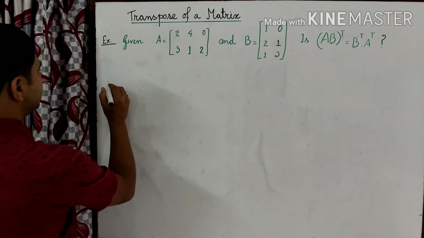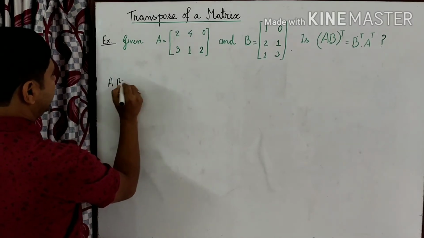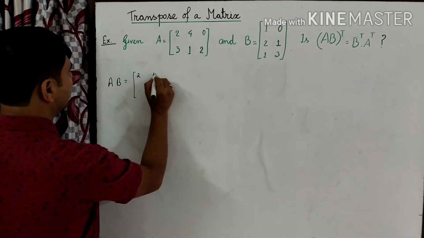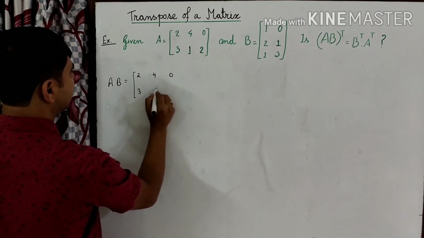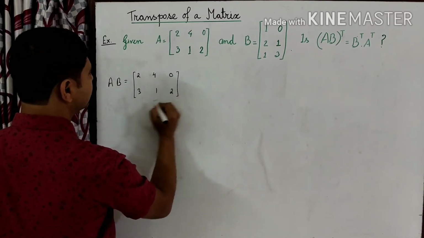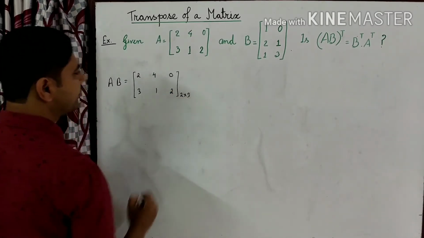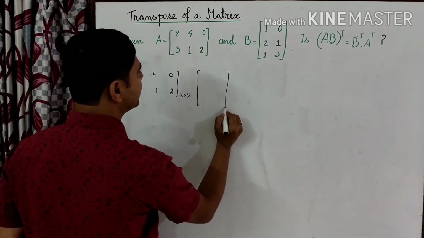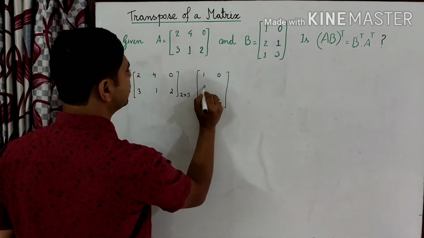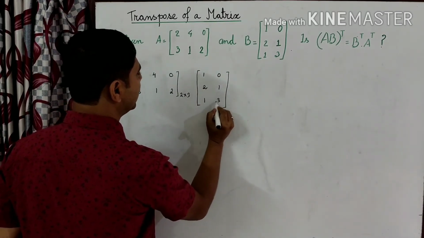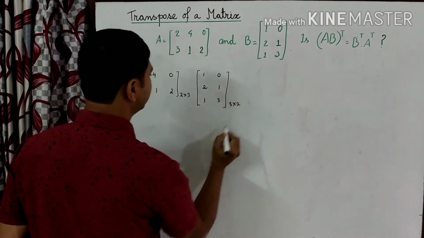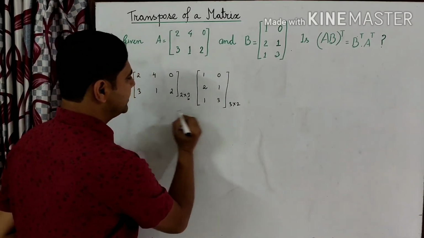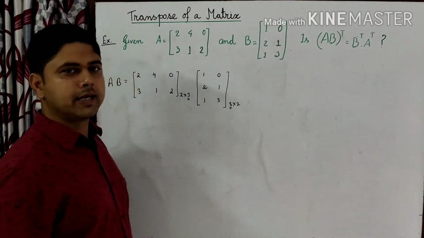Initially, if you multiply A into B, where A and B are two matrices, the elements of matrix A are 2, 4, 0 and 3, 1, 2, whose order is 2 by 3. Again, matrix B, whose elements are 1, 0, 2, 1, 1 and 3, has order 3 by 2. The multiplication is always possible. Why? The number of columns in the first matrix is equal to the number of rows in the second matrix.